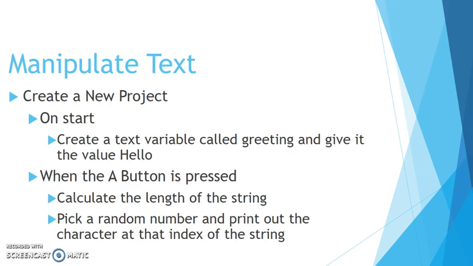In our project, which we're going to call manipulate text, at the start we're going to create a text variable called greeting, and set it to the value hello. Then when the A button is pressed, we're going to calculate the length of that string, pick a random number between 0 and the end of the string, and print out the character at that index of the string.